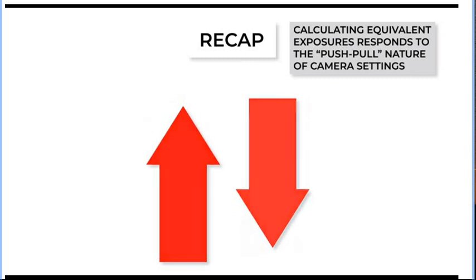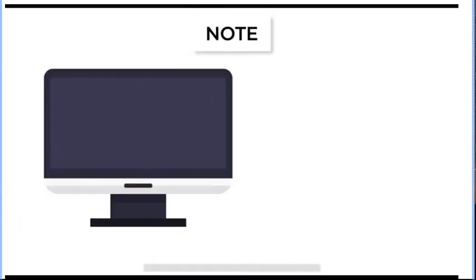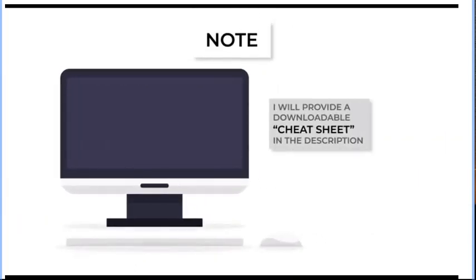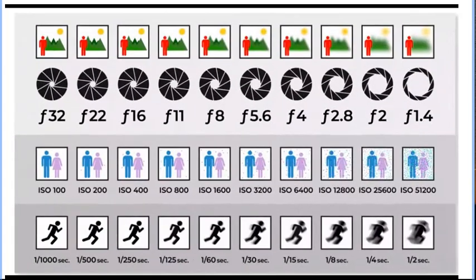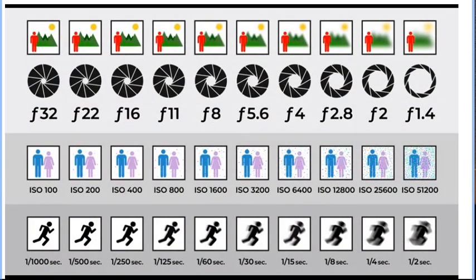In the video description, I have included a PDF version of the full stop chart displayed earlier. Not only is this helpful for calculating equivalent exposures, but it also shows how manipulating camera settings changes the effects you see in your photos.